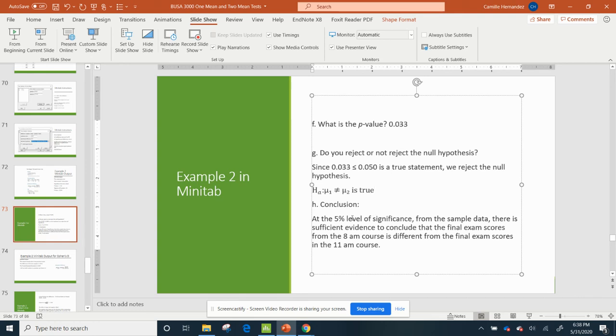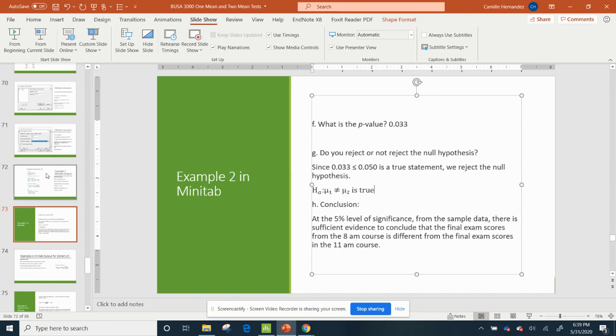class. So at the 5% level of significance from the sample data, there is sufficient evidence to conclude that the final exam scores for the 8 a.m. class is different from the final exam scores of the 11 a.m. class. So I didn't ask if it was less. I didn't ask if it was more. I just asked if it was different. And I've answered that question. Remember, you can only answer what the question is being asked. Don't make any other assumptions.